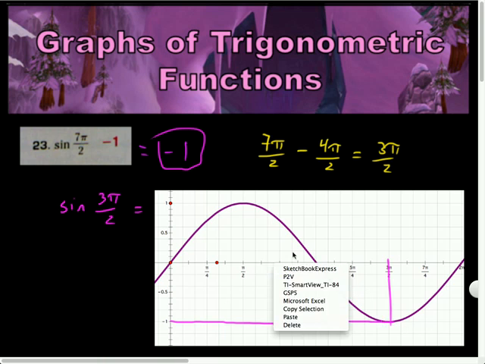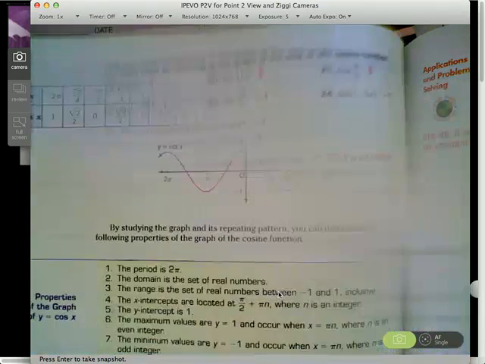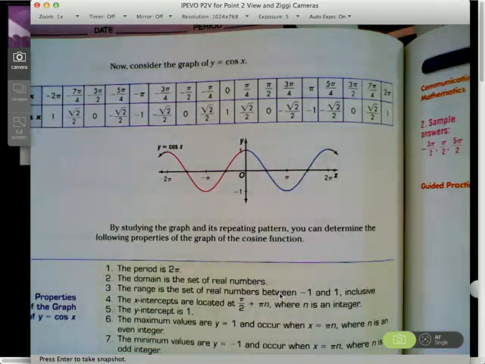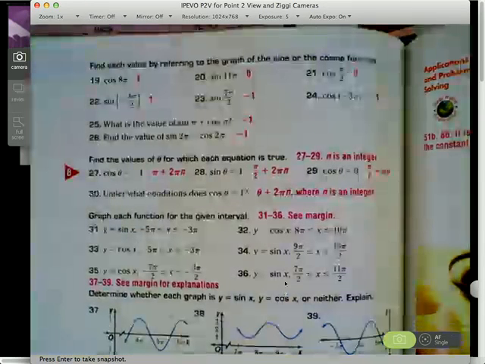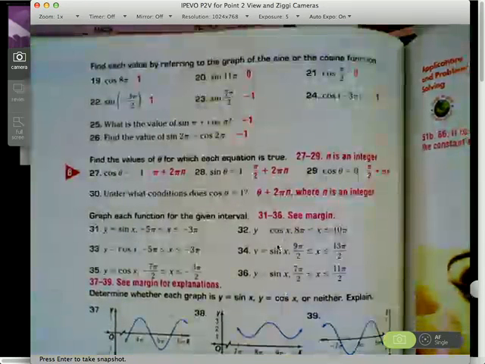For most of these, it was just looking at the graphs. Your book had some on previous pages, I believe. There's cosine and stuff like that, and you could have figured that out. Other questions?